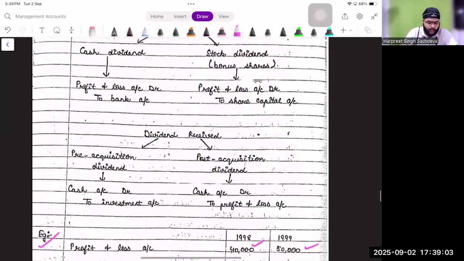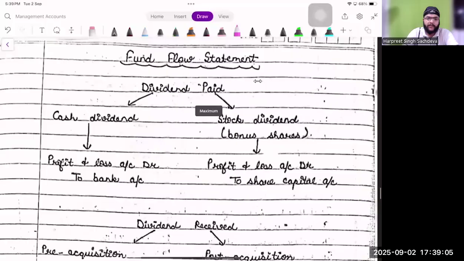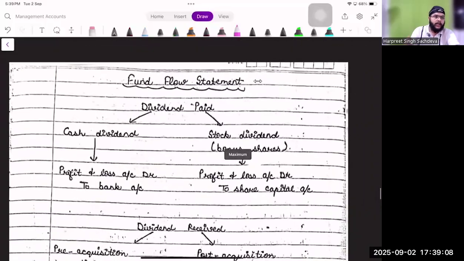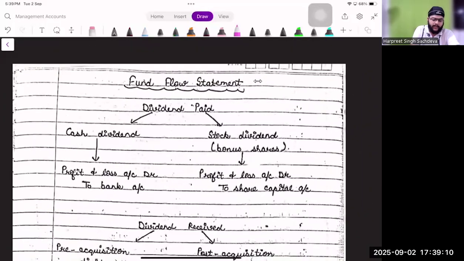Now we are going to discuss a very important point about dividend paid. Dividend paid can be of two types, cash dividend and stock dividend. कंपनी ने अपने प्रॉफिट्स का हिस्सा शेयर होल्डर्स को देना. He can pay in cash. Then the entry will be P&L account debit to bank. ठीक है? If we are paying dividend in cash, तो profit and loss account debit to bank account.